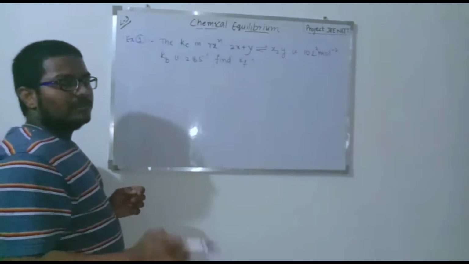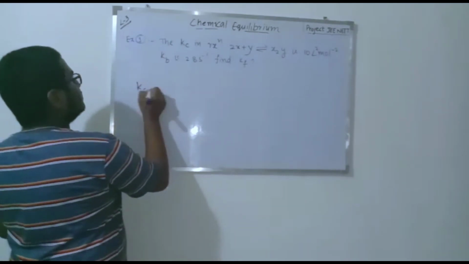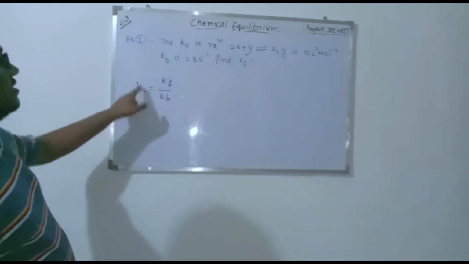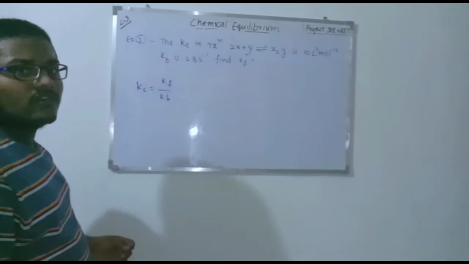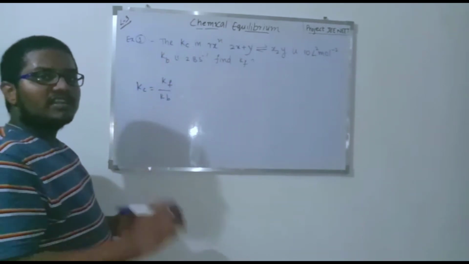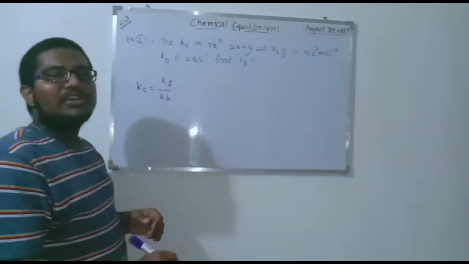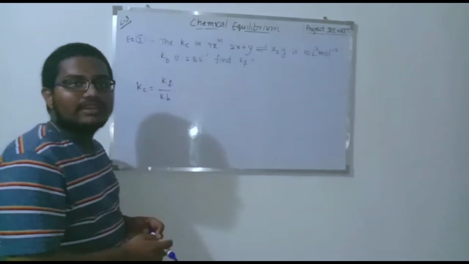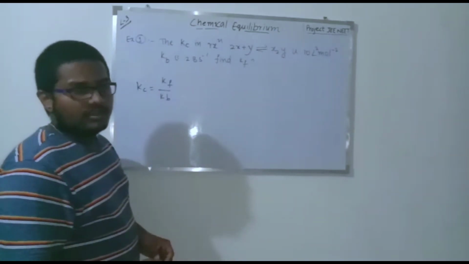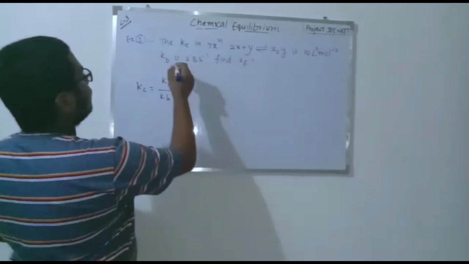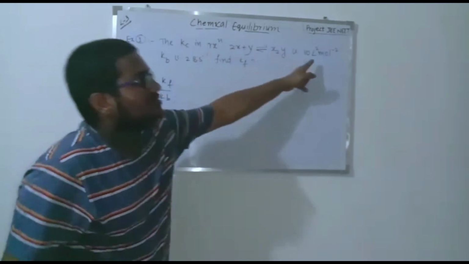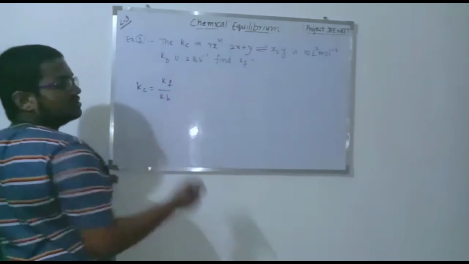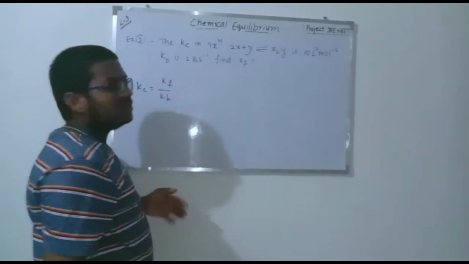As we have discussed in the previous discussions, Kc is equal to Kf by Kb. Kc is the equilibrium constant in terms of concentrations, Kf is the forward reaction rate constant, and Kb is the backward reaction rate constant. I also said that any two of these three values will be given and you will be asked to find the third one. This example is the same. For this reaction the Kc is given and the Kb is also given. We are asked to find Kf. So let's substitute these values in this equation and find out quickly.